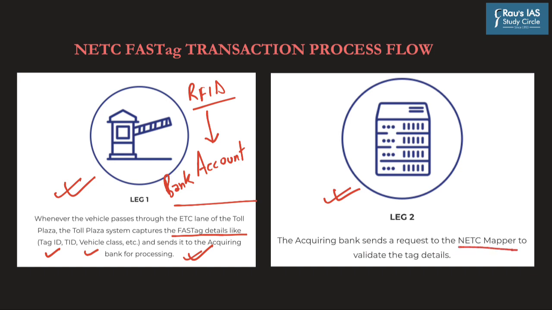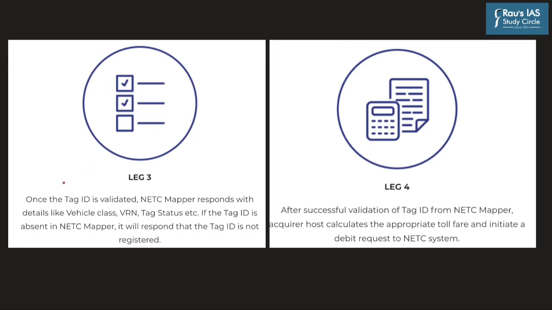Coming to leg 2 of the transaction, after receiving this signal, the acquiring bank sends a request to the NETC mapper to validate the tag details of the vehicle. Moving to leg 3, once the tag details of the vehicle are validated, the NETC mapper responds with details like vehicle class, VRN, tag status, etc. And if the tag ID is absent in the NETC mapper, it will respond with the message that the tag ID is not registered.